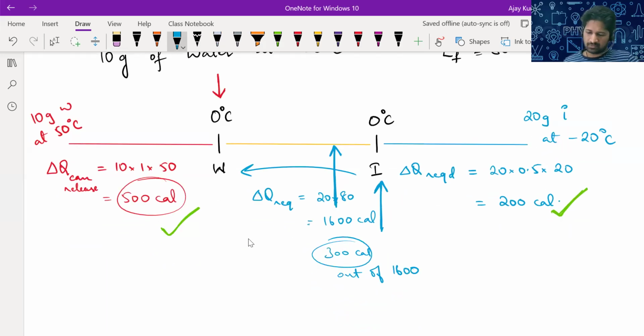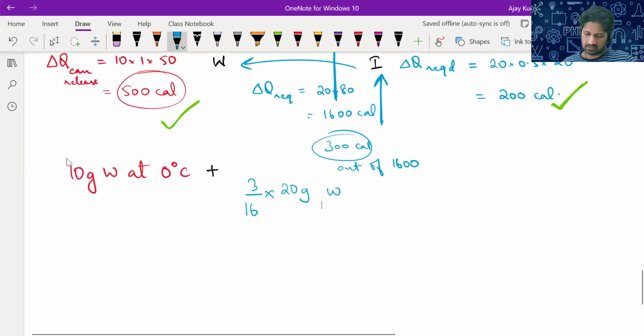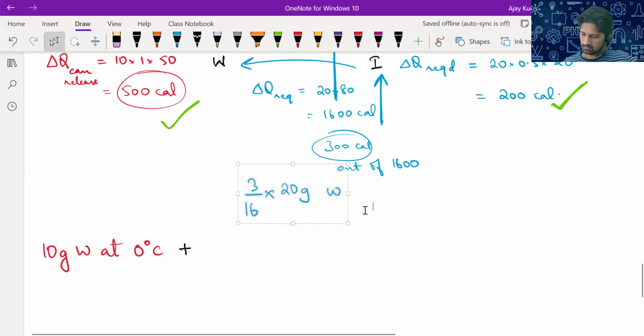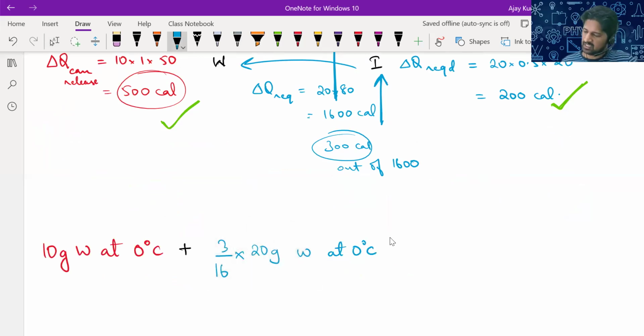Okay. So water, all the 10 grams of water, will come to 0 degrees. And on the other hand, what you will have is 3 out of 16 parts of ice, means 3 by 16th of 20 grams will be converted to water. So this will be in water stage. Okay, just a minute. Let me write it properly. 3/16th of 20 grams would have converted to water at 0 degrees.